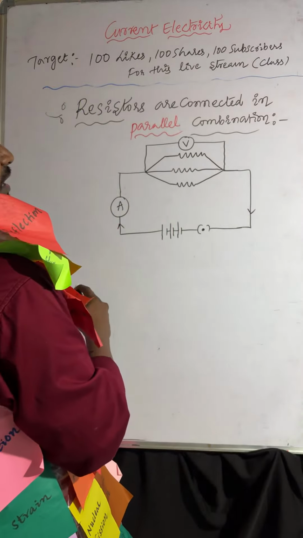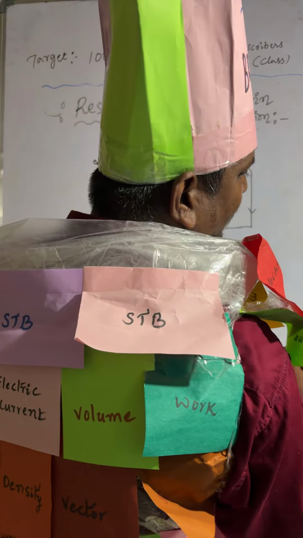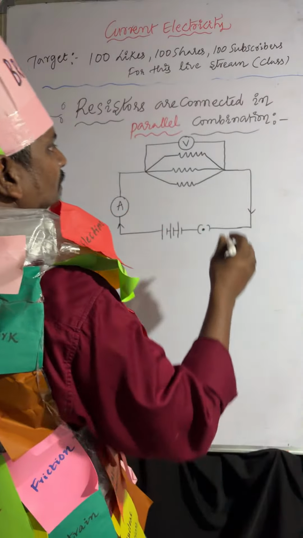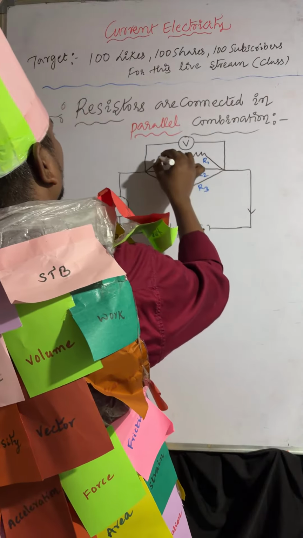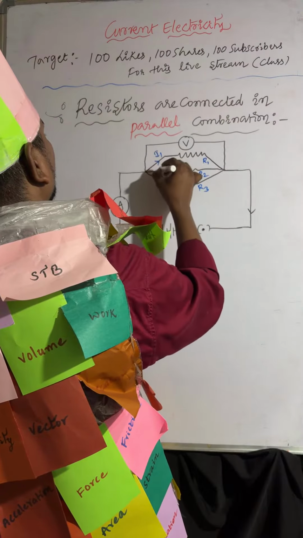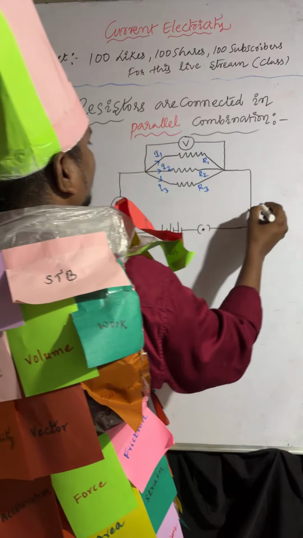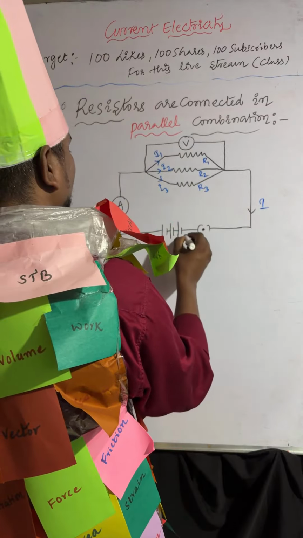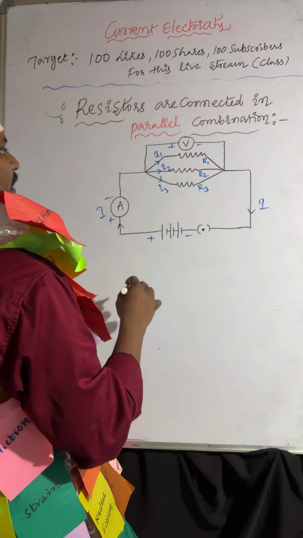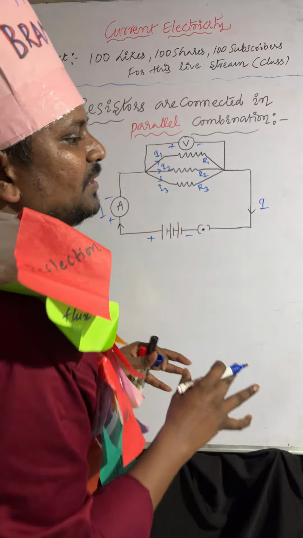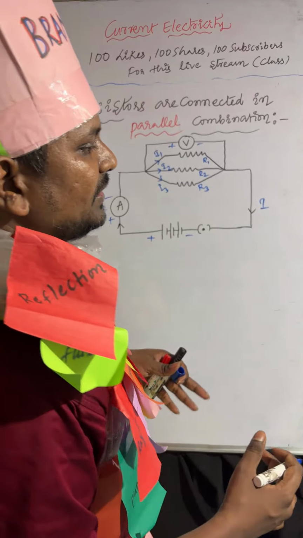So here R1, R2, R3, and currents I1, I2, I3. So this is the current. Positive terminal, negative terminal, positive terminal, negative terminal, positive, negative, current is flowing. Throughout, you can observe the potential difference is the same.